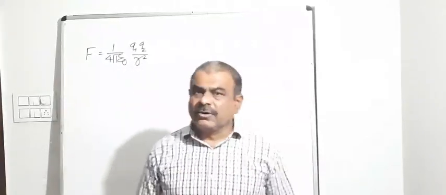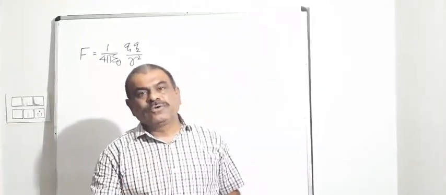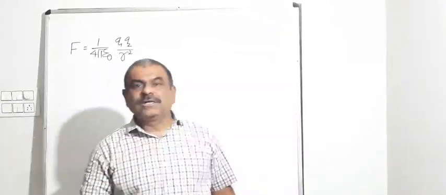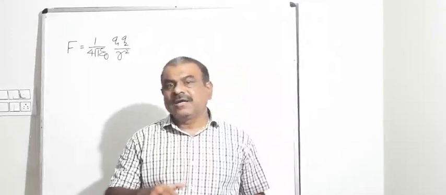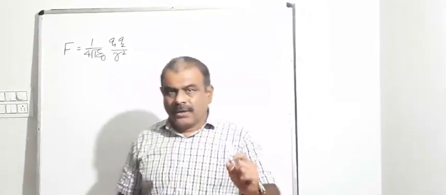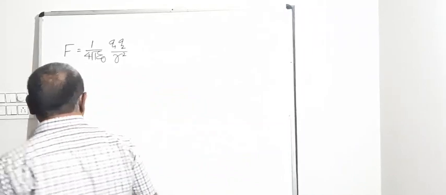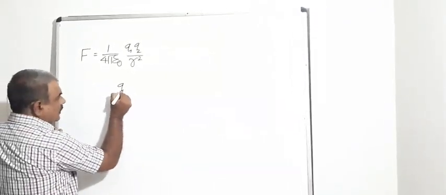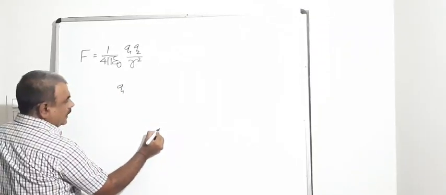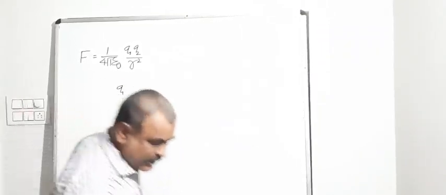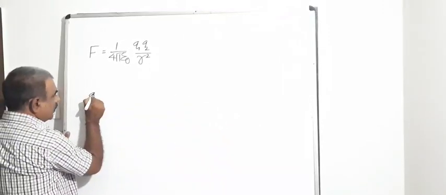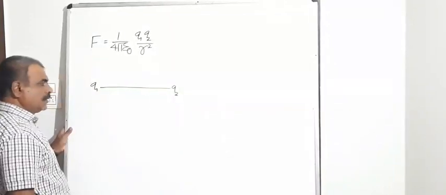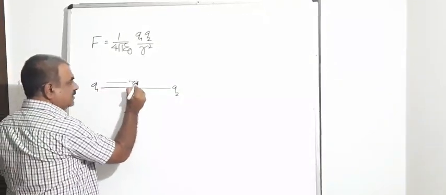But as force is a vector quantity, naturally we are supposed to discuss Coulomb's law in vector form. If you remember, in gravitation, Newton's law of gravitation was given in both scalar as well as vector form. Now, to have Coulomb's law in vector form, take two charges Q1 and Q2 separated by some distance R.